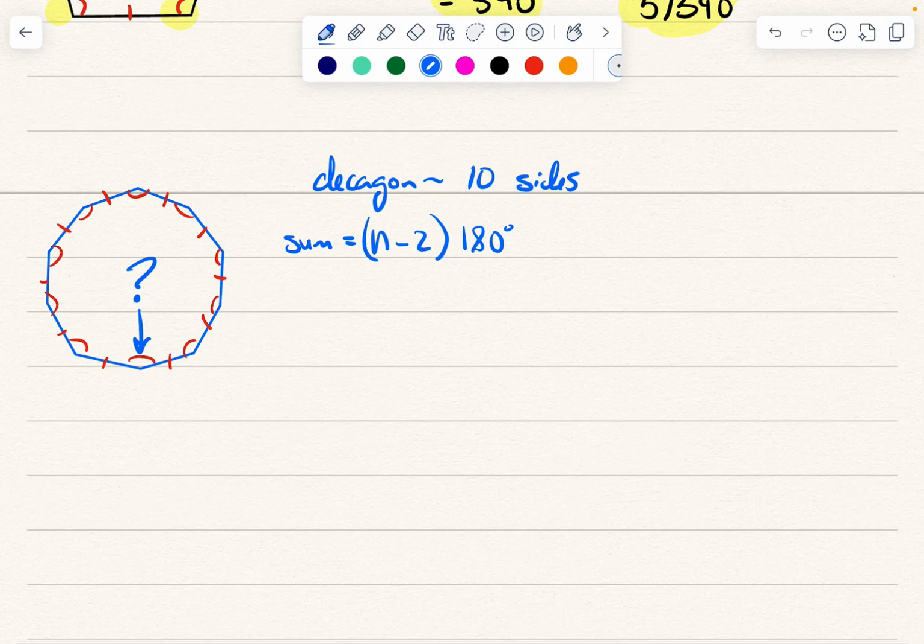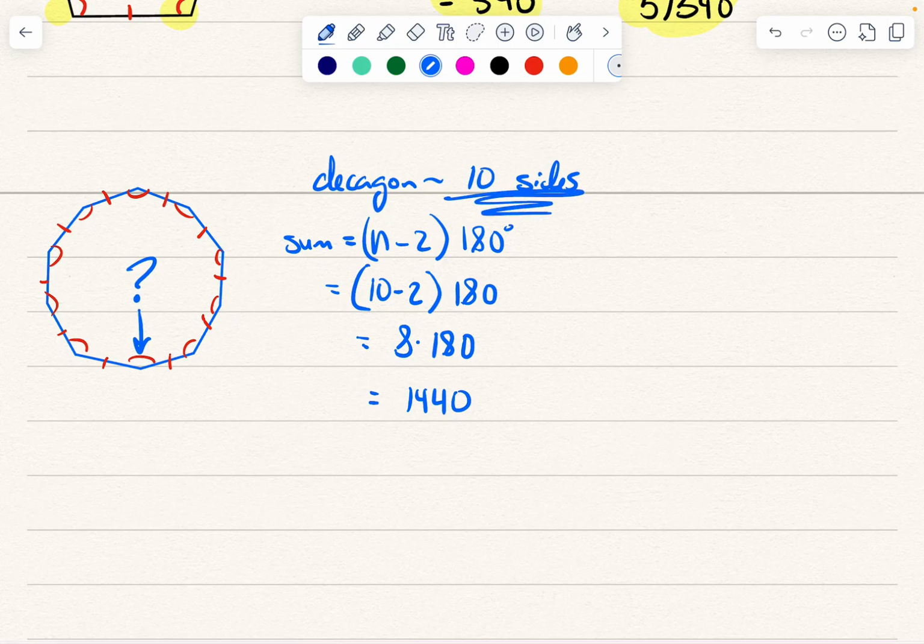All right. When we're back, let's try this. I know it's going to be 10 minus 2 times 180, which is 8 times 180. 8 times 180, I believe, is 1,440. So 1,440 degrees is what all of the angles add up to be, but it has 10 of them. If it has 10 sides, it must have 10 angles. So I take this number, divide by 10, and each one has got to be 144 degrees. I'm going to get rid of this question mark and put 144. Each one of those angles is 144 degrees, and hopefully that's what you got.